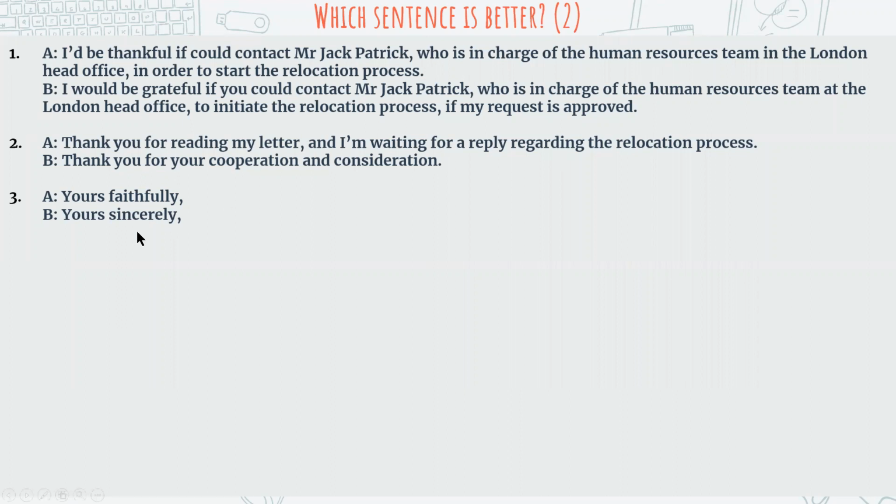Okay. 2, thank you for reading my letter and I am waiting for a reply regarding the relocation process. And the second one, thank you for your cooperation and consideration. The second one is much better because the first one actually uses contractions. It uses informal language, reading my letter. And I'm waiting for a reply regarding the relocation process. It's like repeating yourself one more time, and we should avoid doing so.